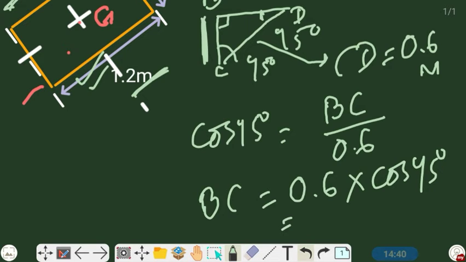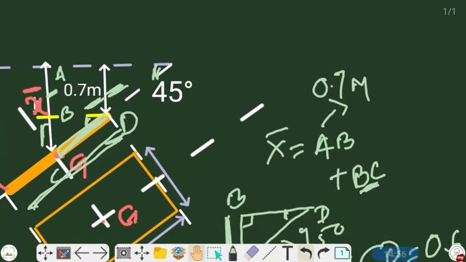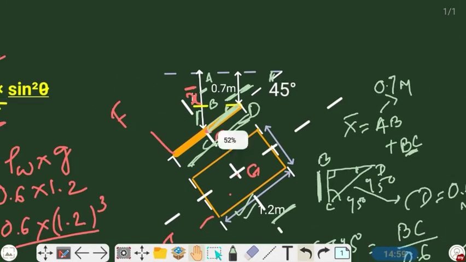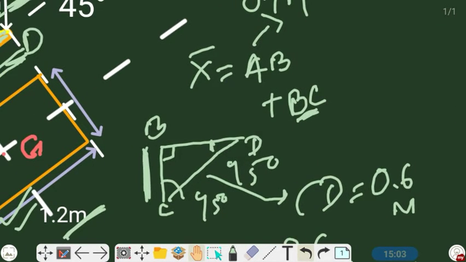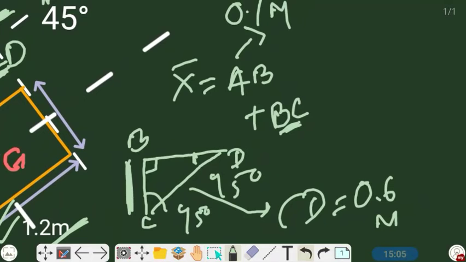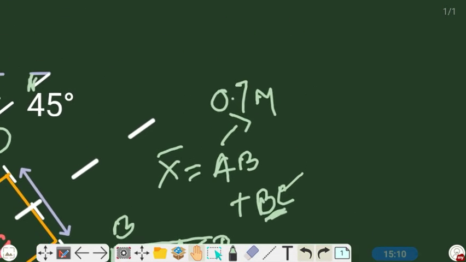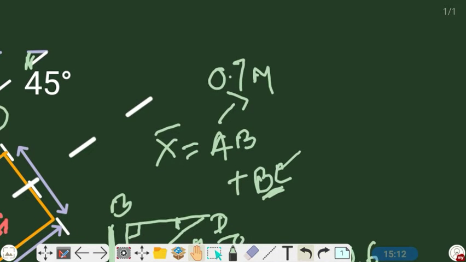Hope you guys have understood this. So cos 45 value we know is 1 by root 2. 0.6 into 1 by root 2 will be 0.4243. So we have found out BC. Now let's see where we have written here. We have found out BC, that is 0.4243. We have found out AB already, AB is 0.7 meter.